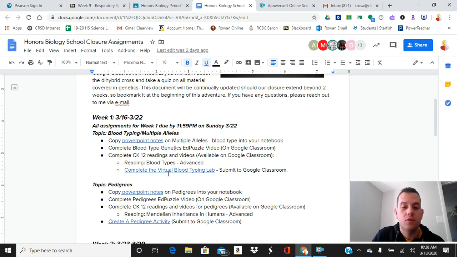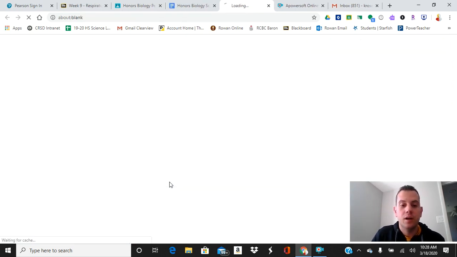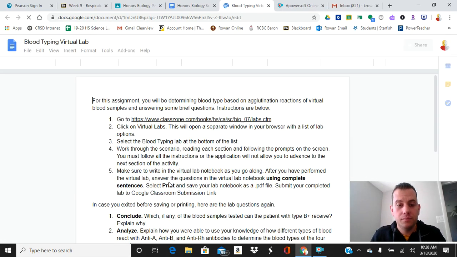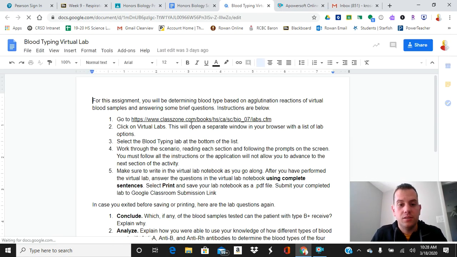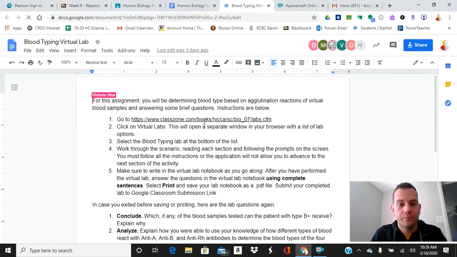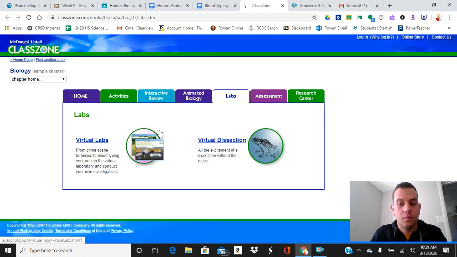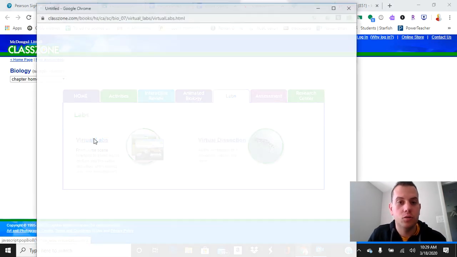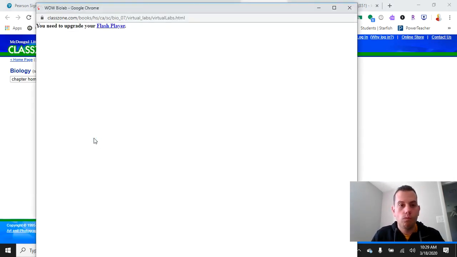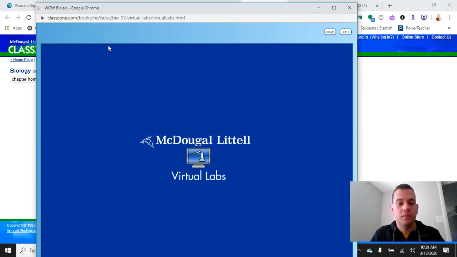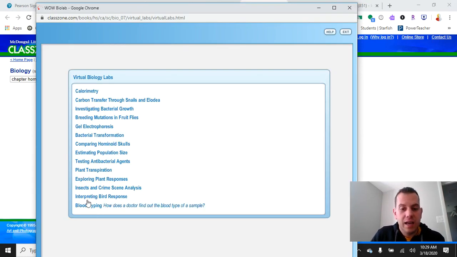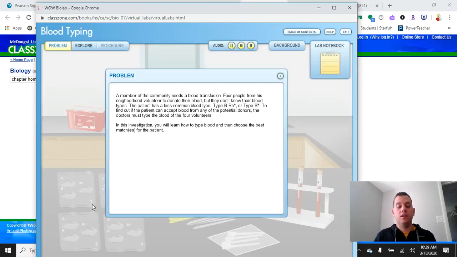When you open up the virtual blood typing lab, the document comes up here. You go to this website, and when you're on here, you should be able to click in and go to virtual labs. I need to upgrade my Flash player, of course. There it is. The very last one, blood typing.